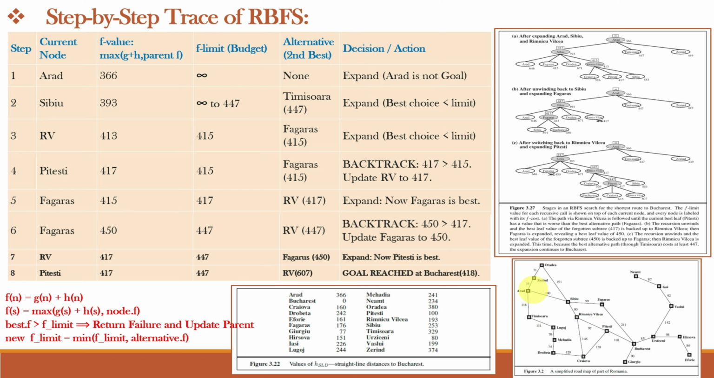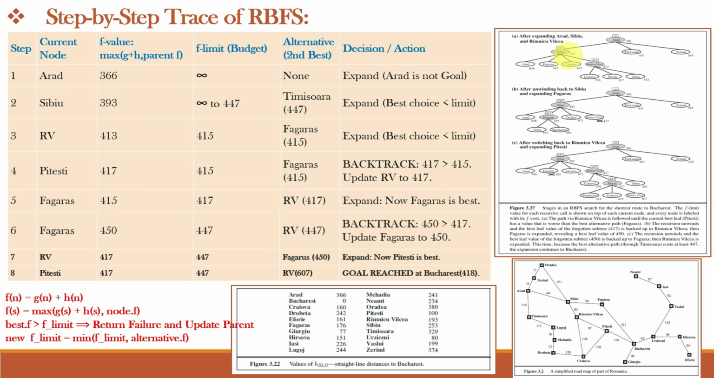From Arad we can go to 3 places: Zerind, Sibiu and Timisoara. So here 3 successors are shown. Now for each of these successors, we need to calculate the F value. How to calculate that F value? It is given by F(s), that is F of successor, equal to the maximum of G(successor) plus H(successor), comma, the parent node's F. Here our parent node's F is 366. So basically this F(s) formula is the same as this F(n) formula which we have already used for A star search as well as IDA star search. It is just a modified version of this formula.